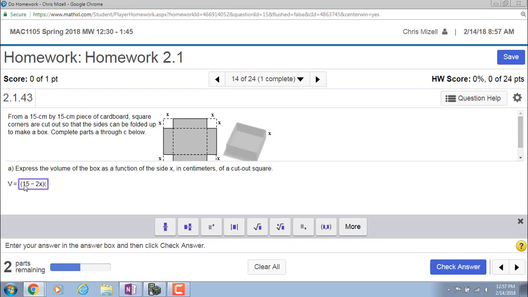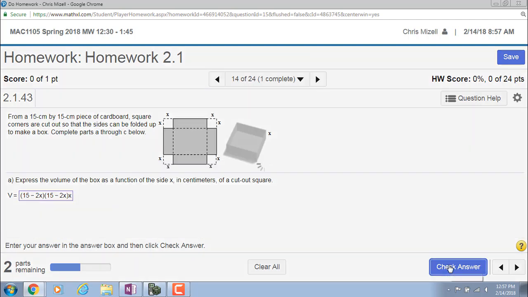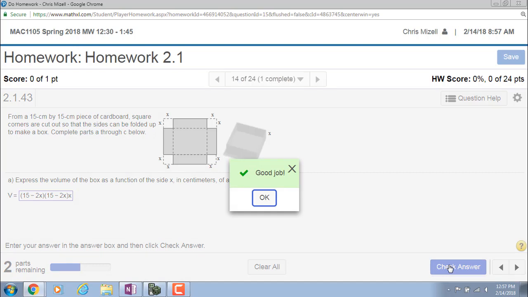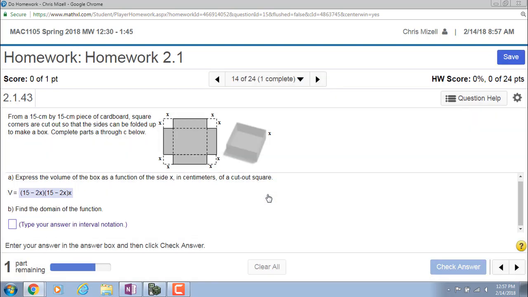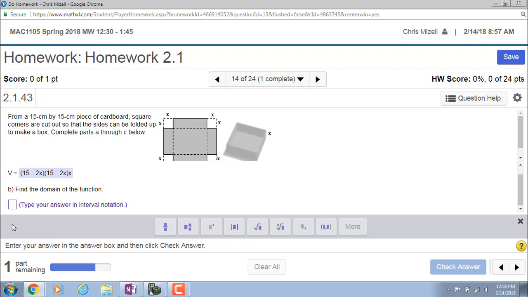(15 minus 2x times 15 minus 2x times x). Check the answer. It liked it. Okay, so factored form is fine. I'd like to believe if you take the time to multiply it all out, it would like that as well, but I'll let you try that. Goodness gracious, the domain of the function. We're going to have to think about this. Might not have to think too hard about it, but we're going to have to think about it.